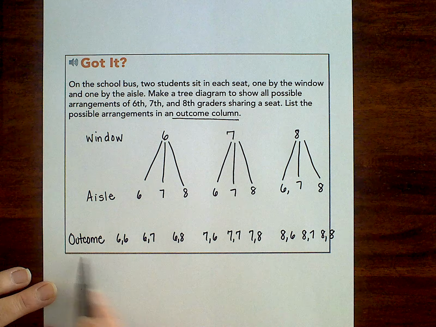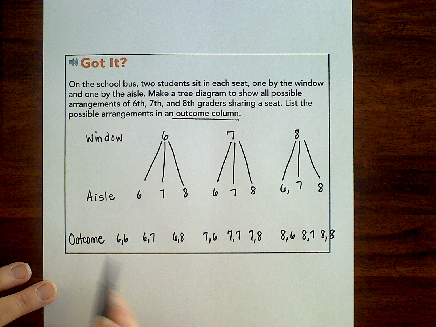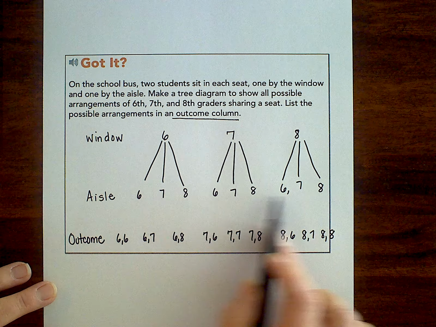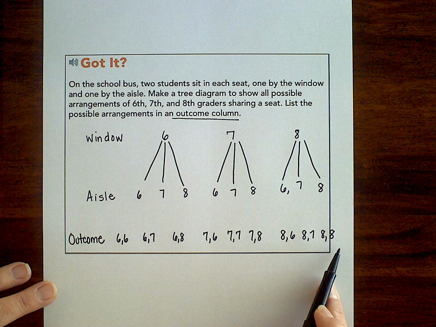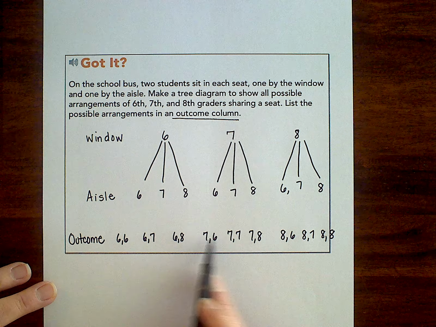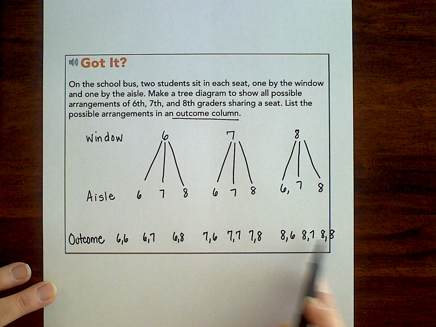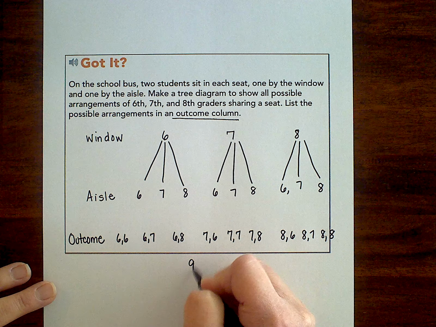And how many total outcomes do we end up having? Again, we can either count the base of our tree or count all of our outcomes. 1, 2, 3, 4, 5, 6, 7, 8, 9. So we have a total of 9 outcomes.